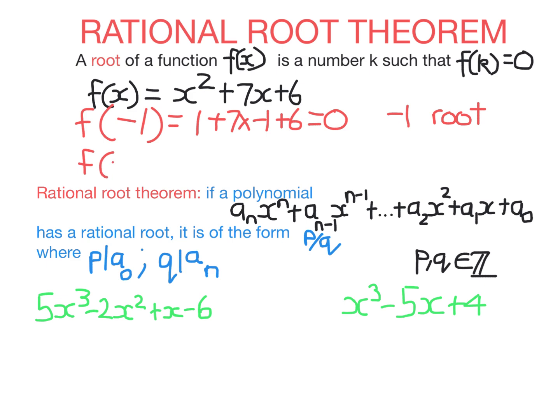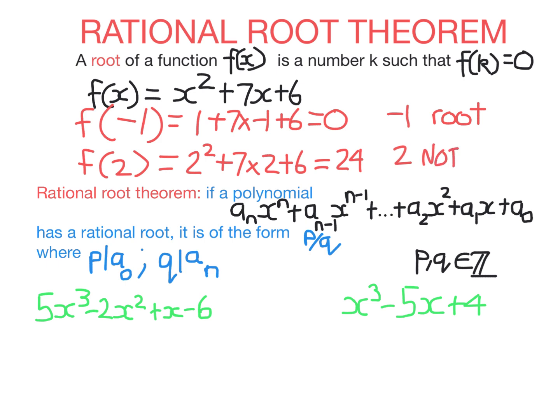On the other hand, if I were to pick a number like +2 and substitute that for x, I would get x squared plus 7x plus 6. Well, that's clearly not equal to 0. That's equal to 24. So 2 is not a root. A root is a special number that makes the value of the function equal 0. And obviously, different functions have different roots.